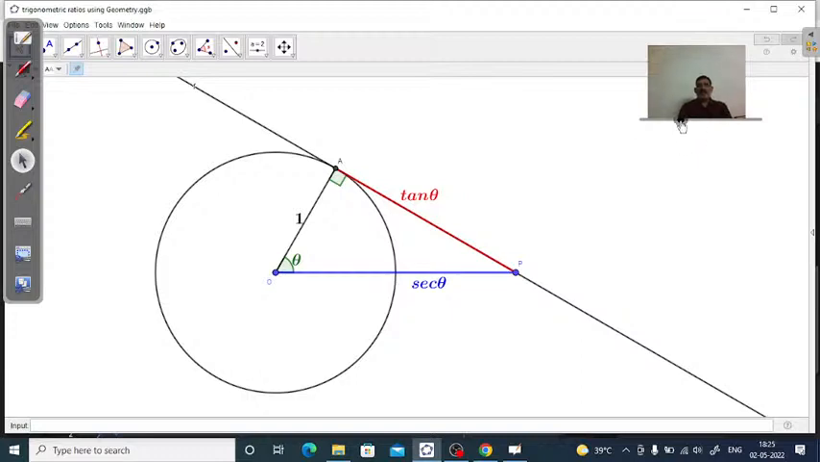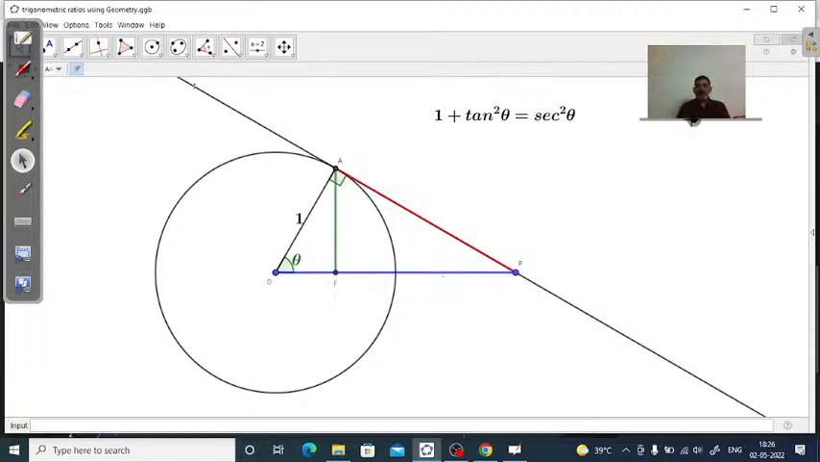So I get the identity like 1 plus tan. What is that identity? 1 plus tan square theta is equal to secant square theta, because this secant theta is opposite to 90 degrees, and we know that the square of the hypotenuse is equal to the sum of squares of the other two sides. Now further what we are going to do is, from this point A, you drop a perpendicular to OP.